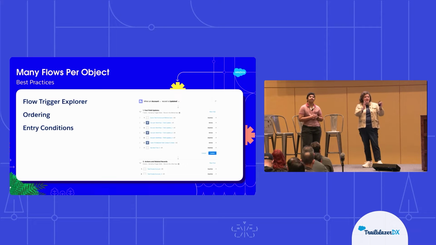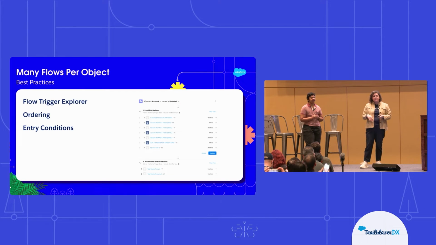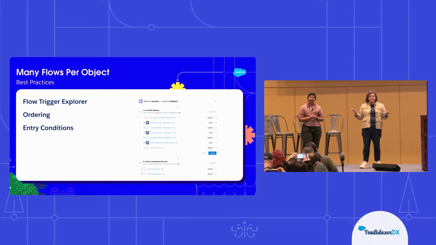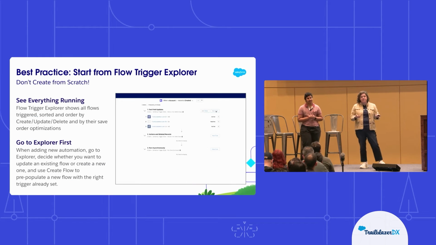So that was one flow per object, but now what happens when we have many flows per object? Then there's a different set of considerations that we like to recommend and talk about. So the first thing is, how do I know what all these different flows are running on? And that's why we've built Flow Trigger Explorer.